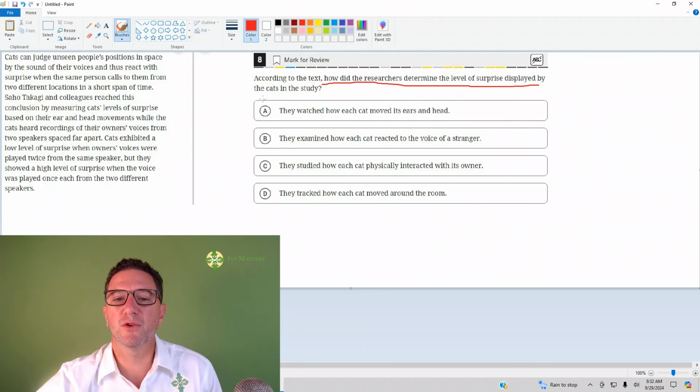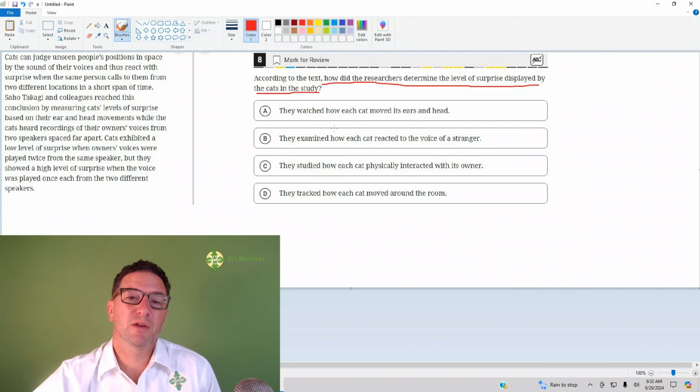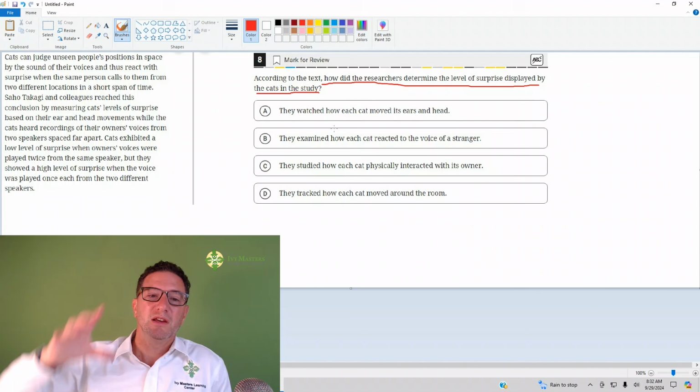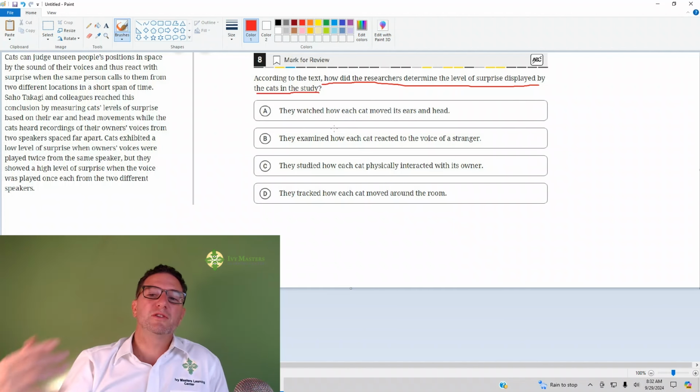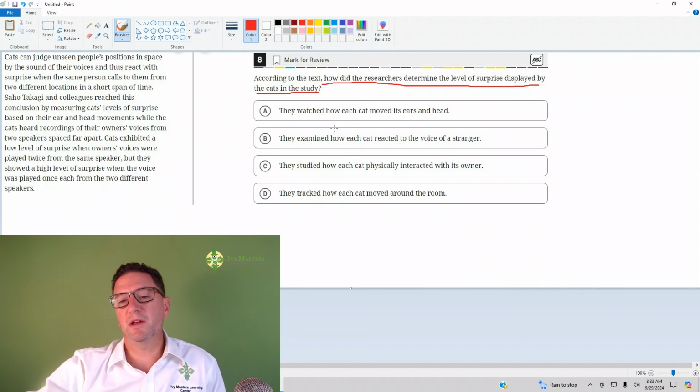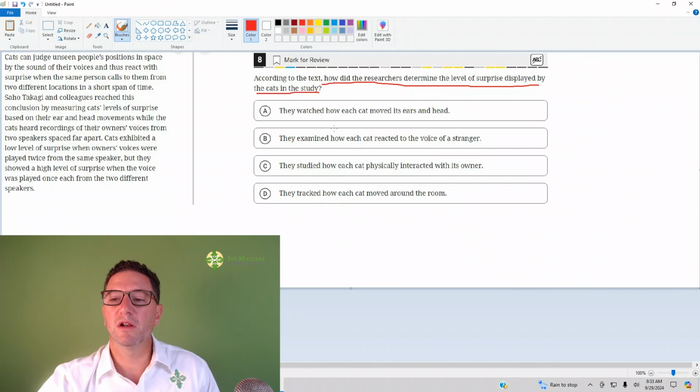Always read the question first because you want to anticipate how we're going to approach the question. This is just a really random reading comprehension question, so how are we going to approach it? Generally, you could summarize and then just predict your answer. We are going to be on the lookout for how we're going to know the cats are surprised, because that's what the question's asking about. Let's go to the paragraph.